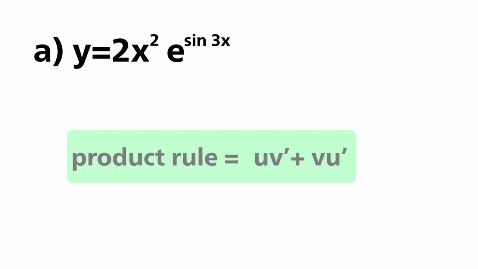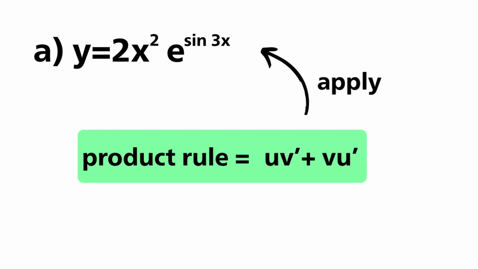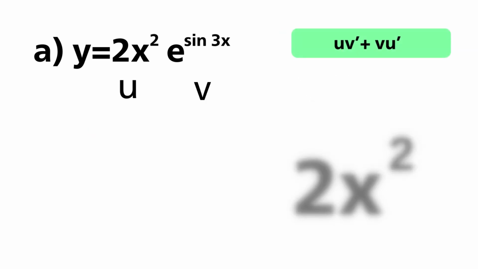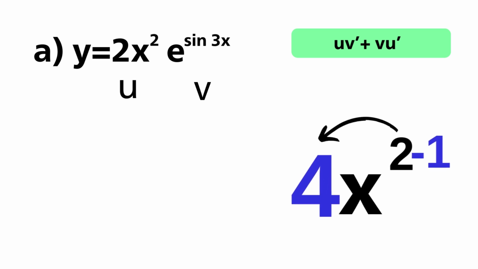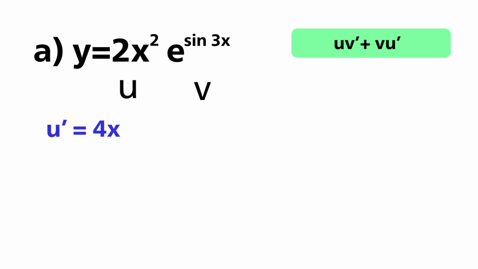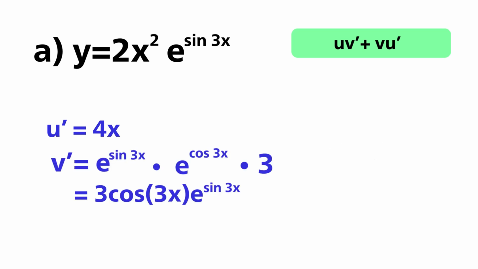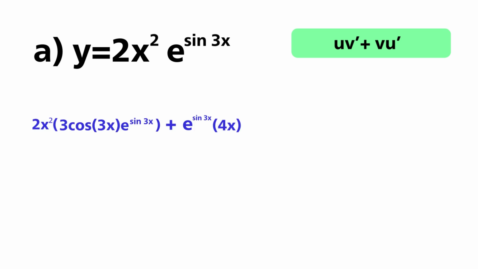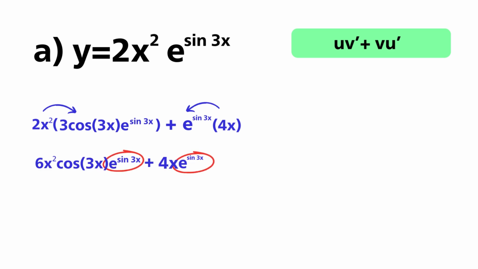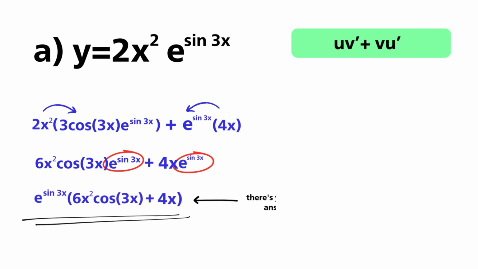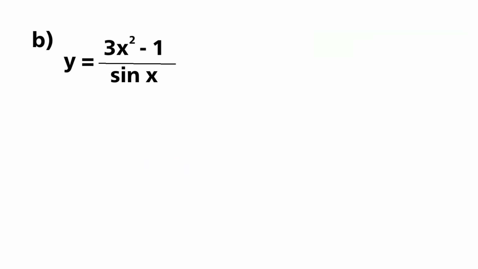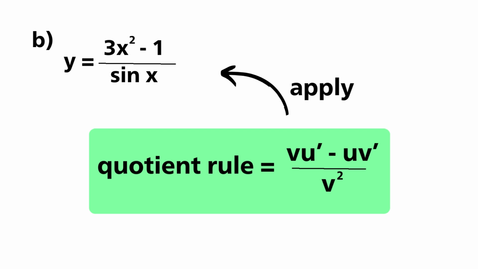For this question, we're going to use the product rule. First, we're going to differentiate u and v. u prime will be 4x and v prime will be e to the sine 3x times cos 3x times 3. Then expand it and put it into the formula and we will get 6x squared cos 3x e to the sine 3x plus 4x e to the sine 3x. Then we will factorize e to the sine 3x, and that's the final answer.